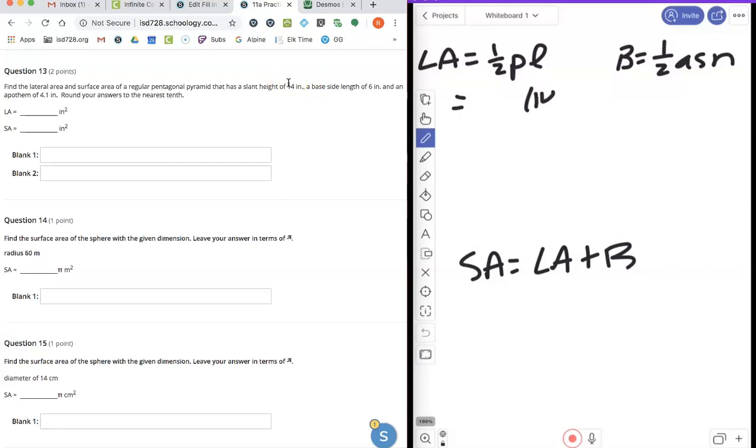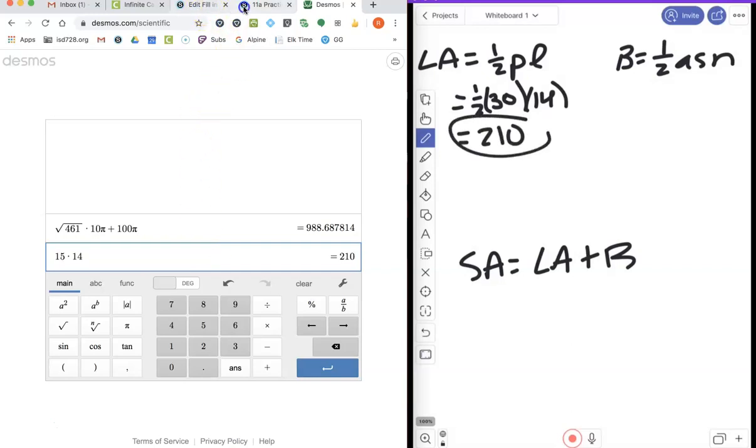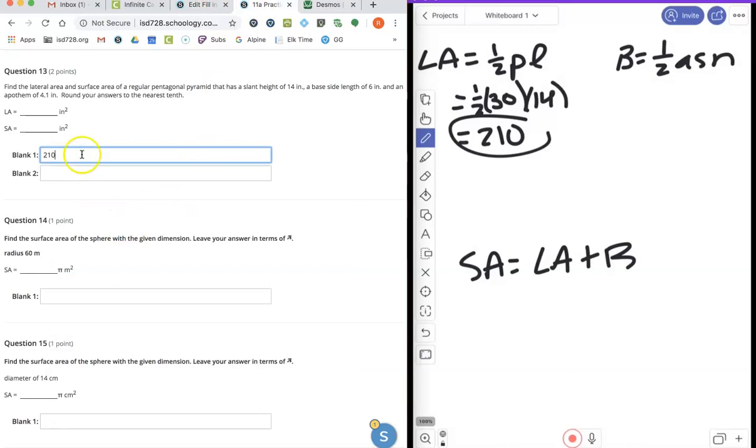So 14 goes here. We have 1/2, and we got to figure out if we know the perimeter. The base side length of 6. So there's 5 sides that are each 6. So that would be a perimeter of 30, 5 times 6. So we have 1/2 times 30 times 14, which is like 15 times 14, which is 210. That's our answer for lateral area, 210. And then the surface area, we'll be adding the base in.